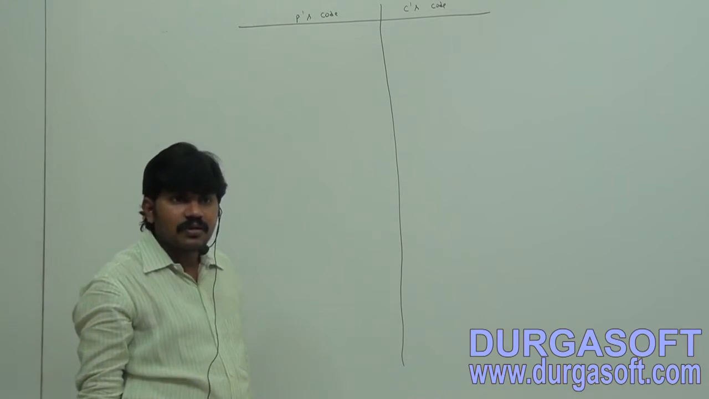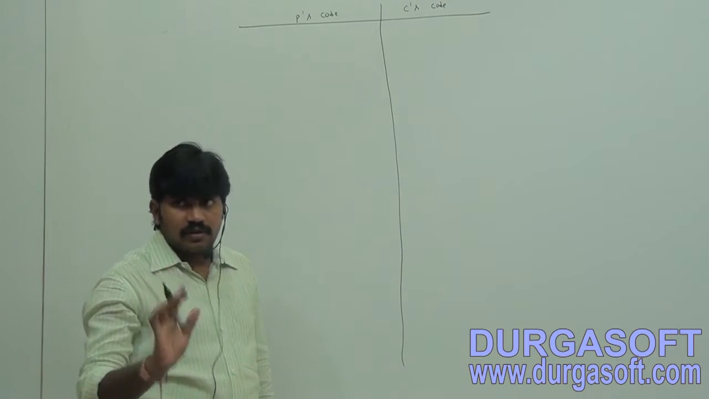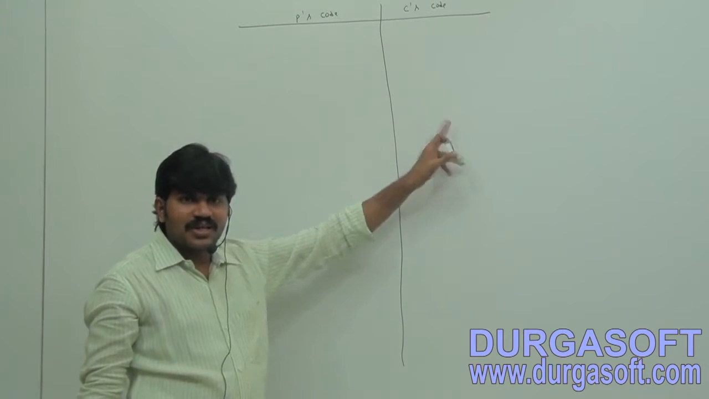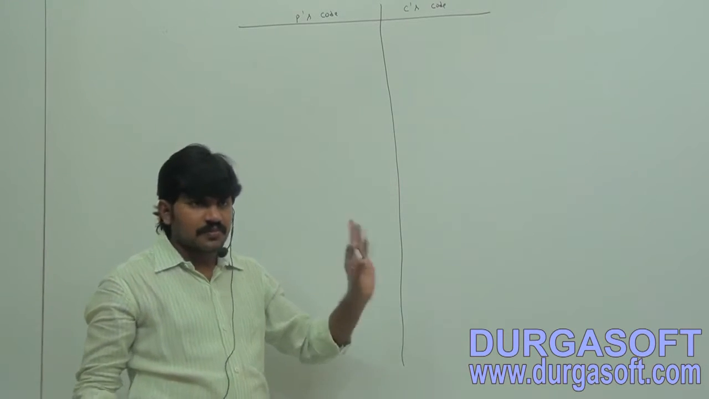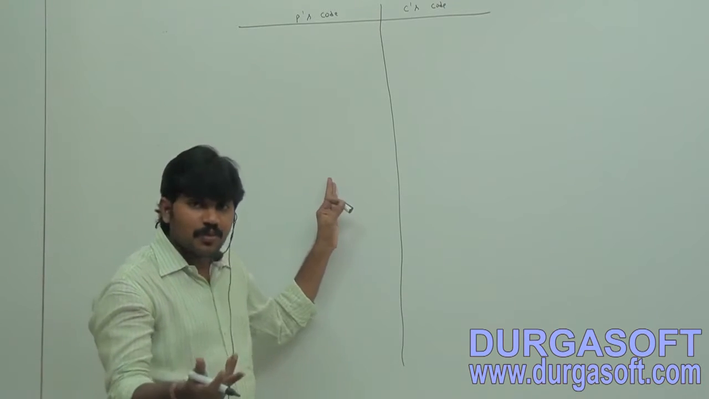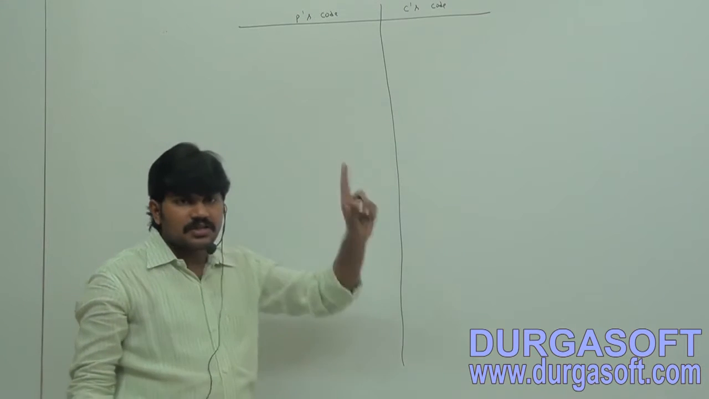What is the P code? Parent code. And C's code means? Don't worry. P code is the programmer's code. C's code is the compiler generated code. Wherever P is there, it is the parent; wherever C is there, it is the child. P may be programmer, C may be compiler also. Programmer's code, compiler generated code.